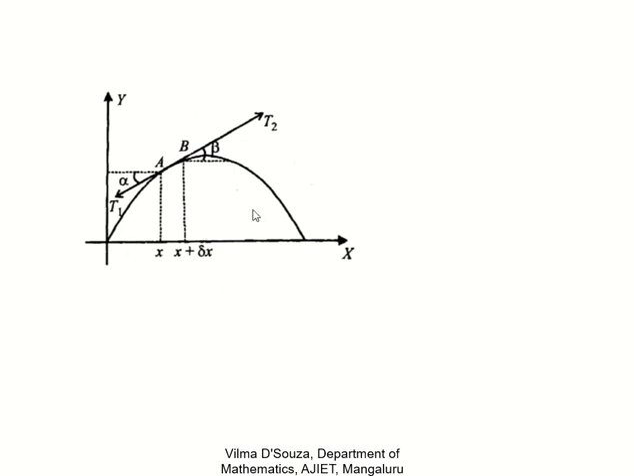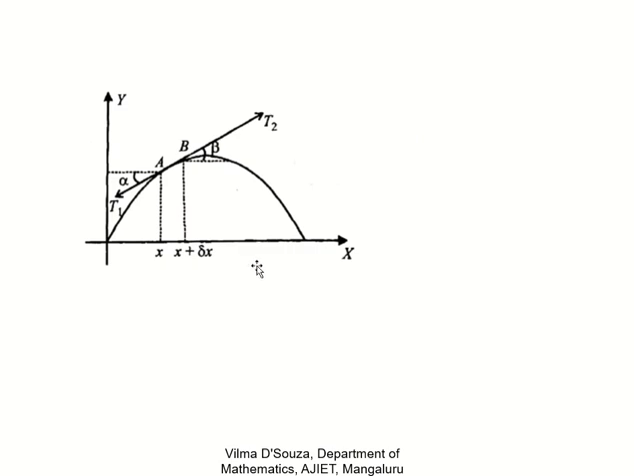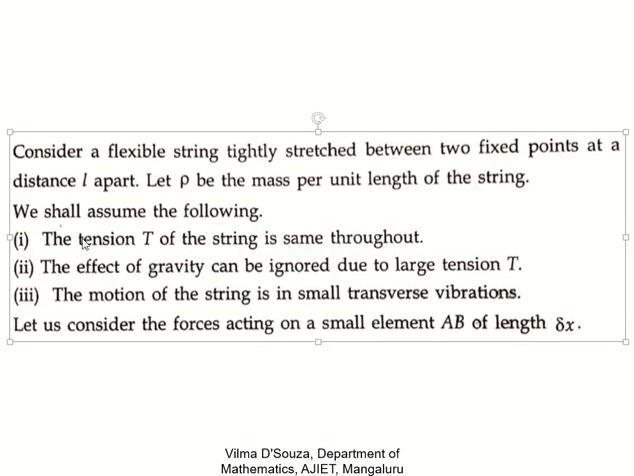Then what happens to the string? The string starts to vibrate. What we need to do here is find the displacement of the string with respect to distance and time. That is, we need to find u of x comma t, where x is the distance and t is the time. So first we need to make assumptions before we start.